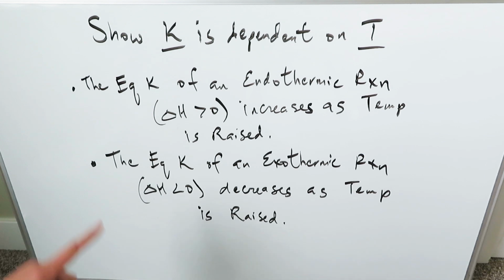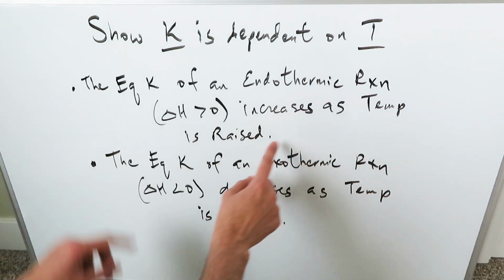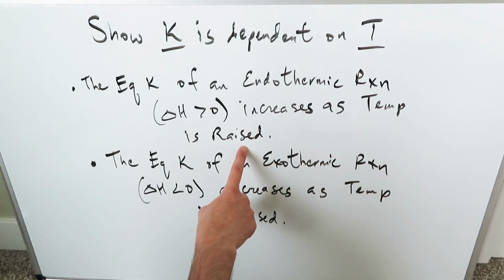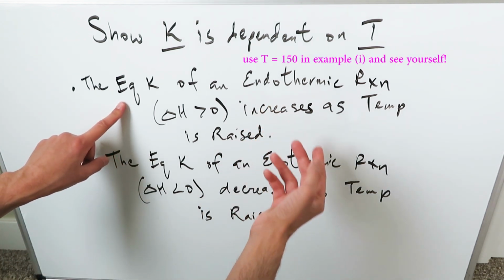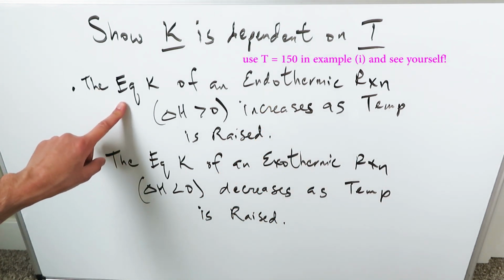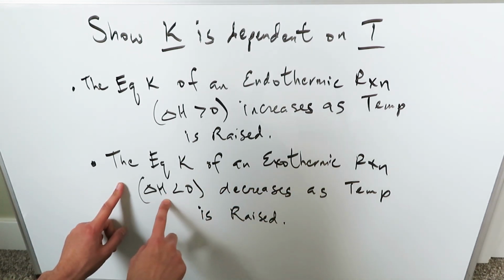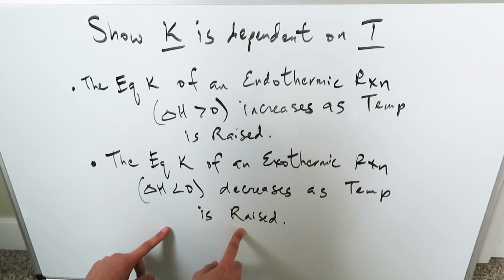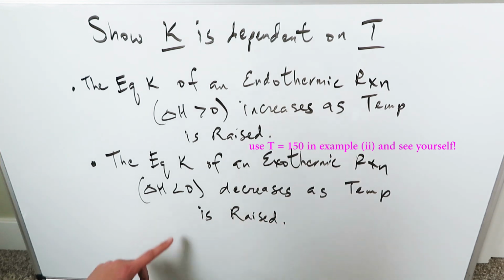So we end this video with these two concluding statements. The opposite of these statements will also be true. The equilibrium constant of an endothermic reaction increases as the temperature increases or is raised. Therefore, you can assume the equilibrium constant of an endothermic reaction will decrease if the temperature is decreased. Now consider this: the equilibrium constant of an exothermic reaction, where delta H is negative, decreases as the temperature is raised. Therefore, you can also assume the equilibrium constant of an exothermic reaction will increase as the temperature is decreased.